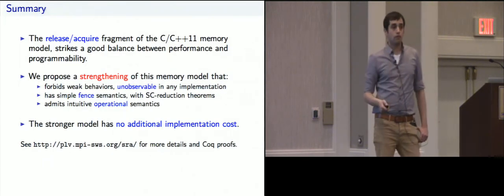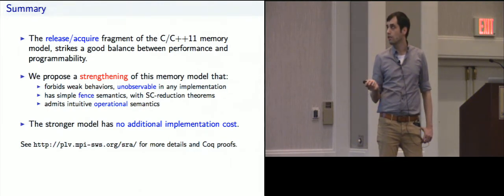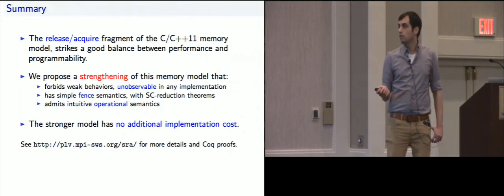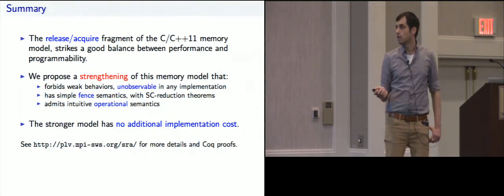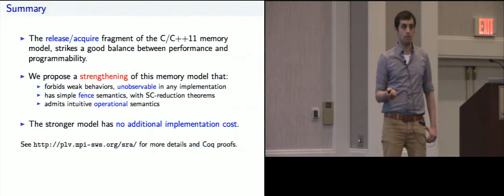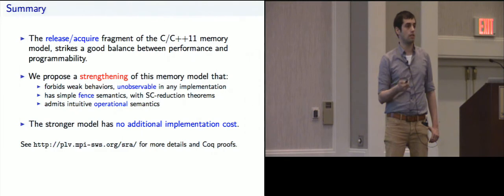To summarize, the release acquire fragment, we believe, is a well-behaved memory model, and we propose to slightly strengthen it in order to, first, forbid these weak behaviors that are unobservable in implementations. Second, to get a simple fence semantics that allows SC reduction theorems, and to have an intuitive operational semantics. What is important is that the strengthening of the model, both in terms of the HBMO acyclic and for the fences, has no additional implementation cost. The same compiler optimizations and the same compilation schemes that exist for C11 still work. That's it, thank you.